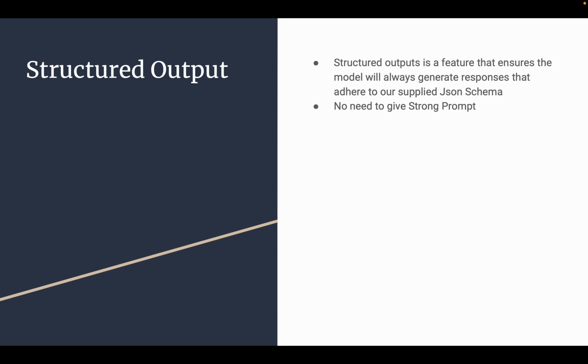So OpenAI has come up with something which will help us get a structured result from OpenAI. There are actually two ways that we can do this. One is function calling and the other is using JSON schema. In this video, we will be discussing JSON schema. Maybe we can discuss function calling in another video. One more advantage is we don't need to give a strong prompt. We can give a lightweight prompt to get the result.